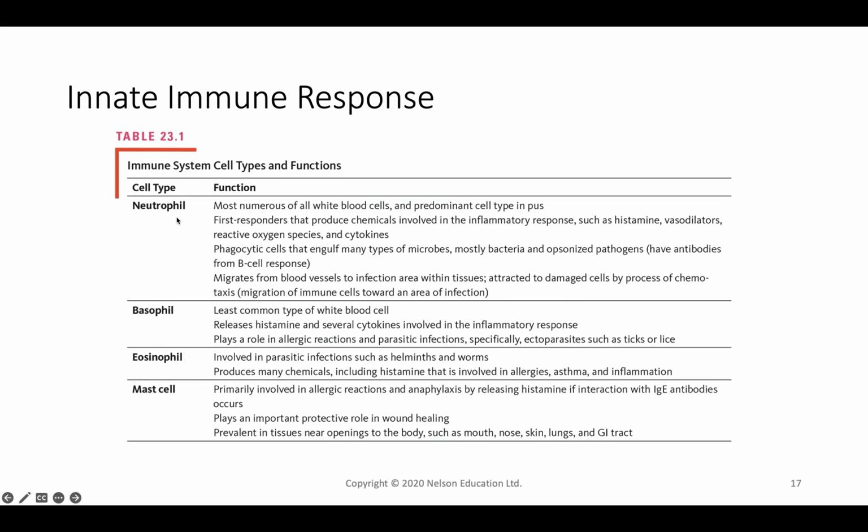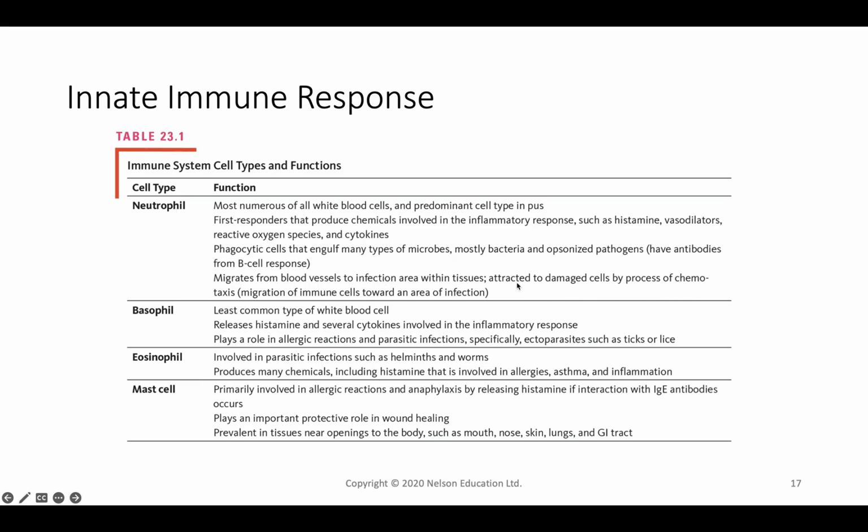Neutrophils are also phagocytic cells. What does that mean? That means that they wrap their little arms around a microbe and engulf them and actually ingest and then destroy different types of microbes, particularly bacteria and other types of pathogens. And different pathogens that have already been labeled by the B cells for destruction, essentially. These guys come out of the blood vessels towards an infected area.